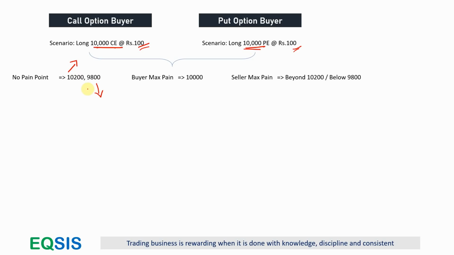But remember, for me to make money, the market either has to cross 10,200 on the upside or 9,800 on the downside. Only if the market goes beyond these points can a buyer make money. 10,200 and 9,800 act as the break-even points.